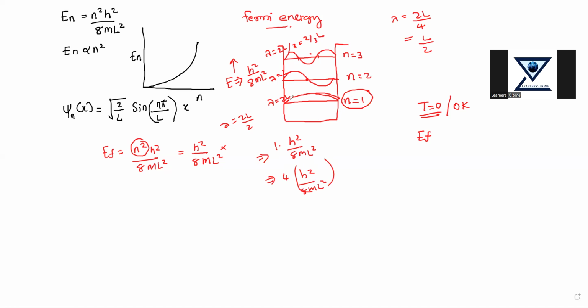So the topmost filled energy level at absolute zero is considered the Fermi level, and the corresponding energy is called Fermi energy. Let's consider we have capital N number of electrons.